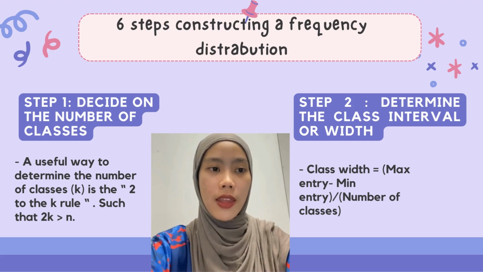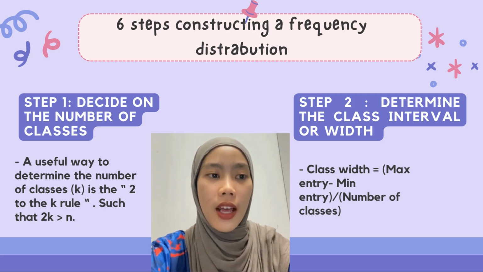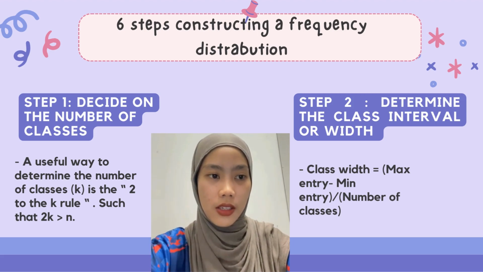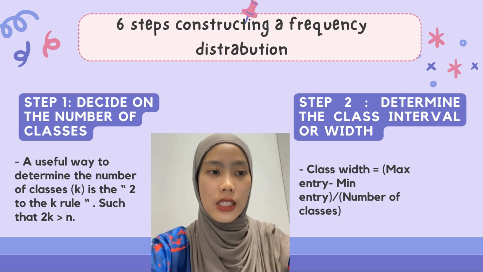Step 2. Determine the class interval or width. Class width is the max entry minus the min entry, divided by the number of classes.